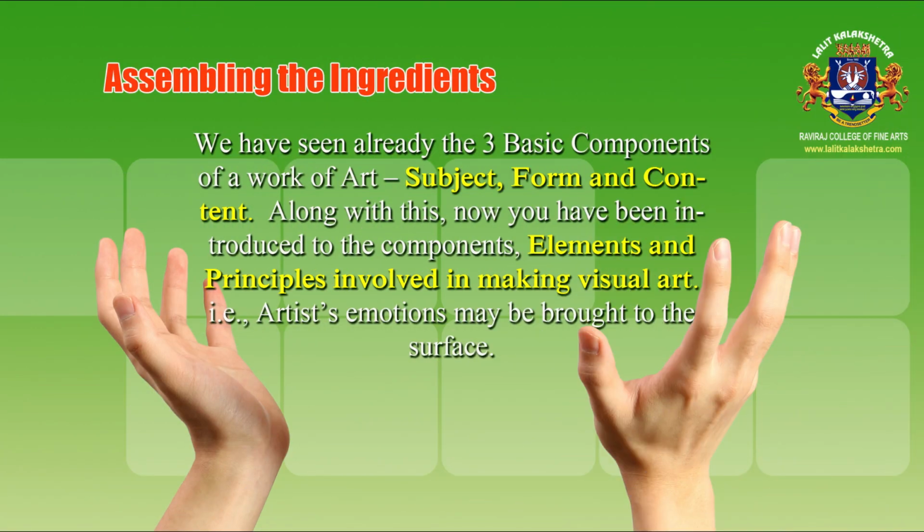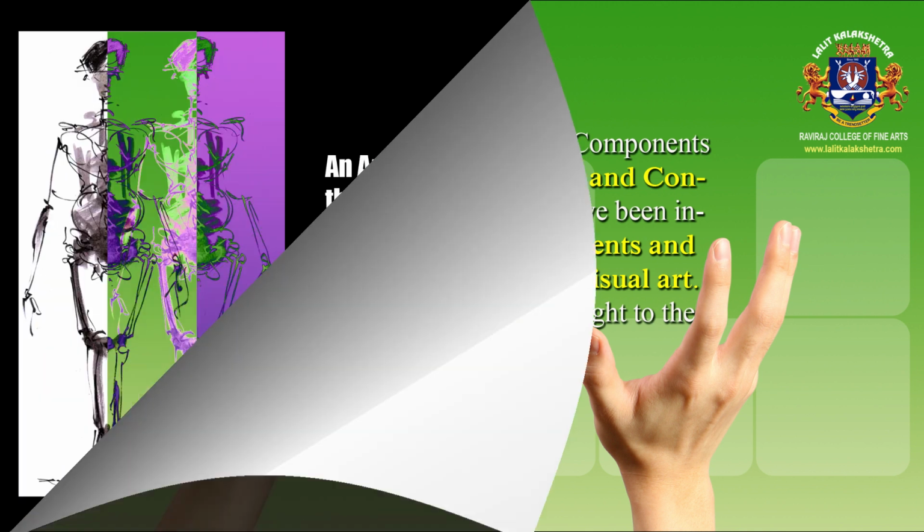Assembling the ingredients. We have seen already the 3 basic components of a work of art: subject, form, and content. Along with this, now you have been introduced to the components, elements and principles involved in making visual art, i.e., artists' emotions may be brought to the surface.